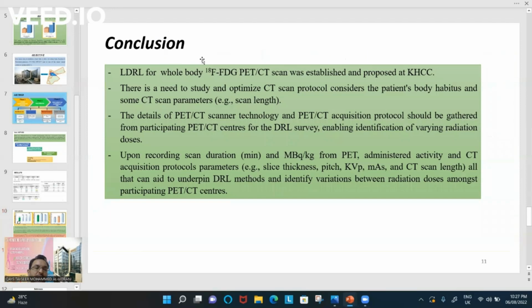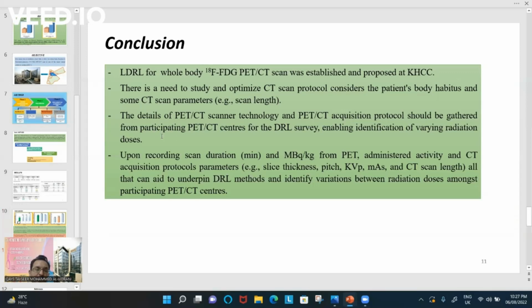In conclusion, the local DRL value for the whole body FDG PET-CT was established at the King Hussein Cancer Center. Also, there is a need to study and optimize the CT protocol considering the patient body habitus and some CT scan parameters, for example the scan length. The details of the PET-CT scanner technology and PET-CT acquisition protocol should be gathered from participating centers to establish the DRL, and this enables identification of variation in radiation doses.